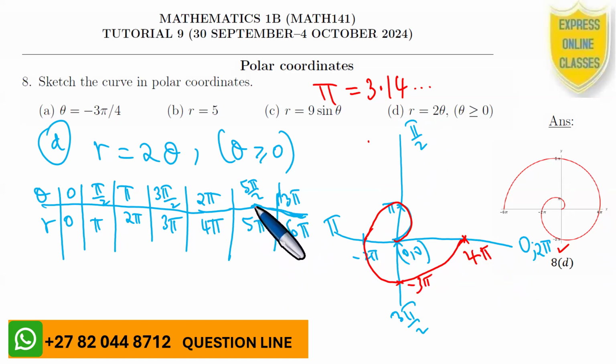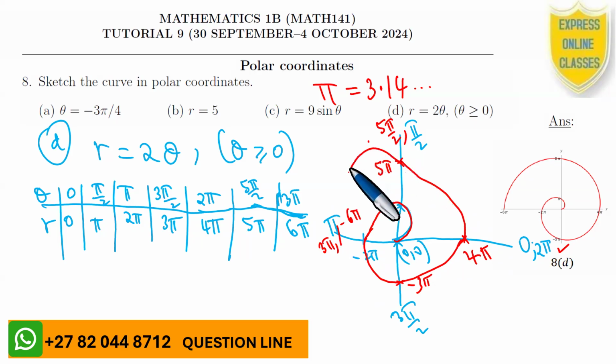Okay, let us practice more. Then we have 5 pi over 2, which is here. So you go like pi over 2, 2 pi over 2, 3 pi over 2, 4 pi over 2, 5 pi over 2. At 5 pi over 2, you have a radius of 5 pi. Then at a 3 pi angle, you have a radius of minus 6 pi. Well, the radius is 6 pi, but this side is negative.